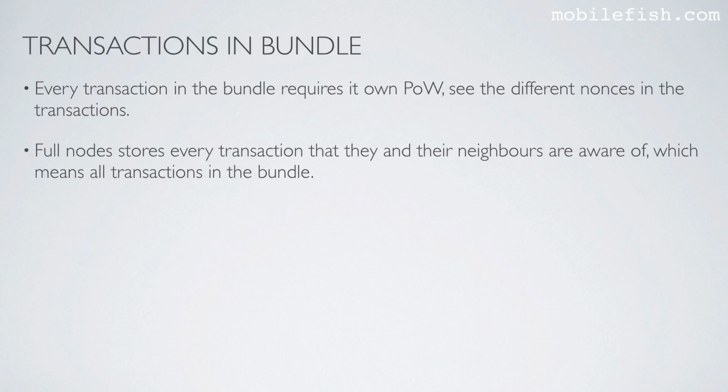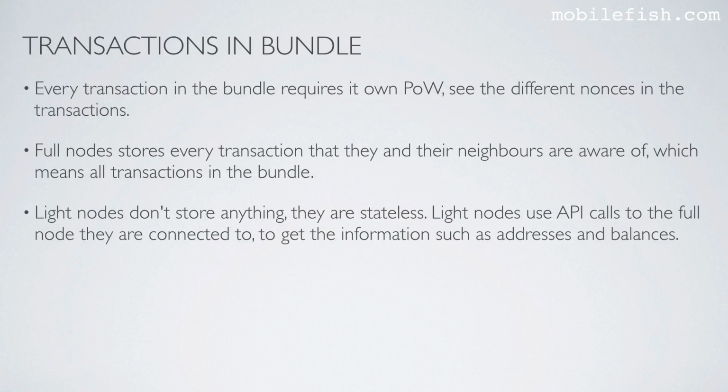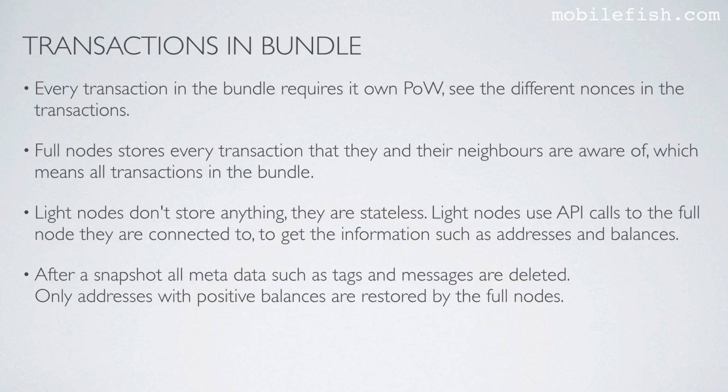Full nodes store every transaction that they and their neighbors are aware of, which means all transactions in the bundle. Light nodes don't store anything. They are stateless. Light nodes use API calls to the full node they are connected to, to get information such as addresses and balances. After a snapshot, all metadata, such as tags and messages, are deleted. Only addresses with positive balances are restored by the full nodes.